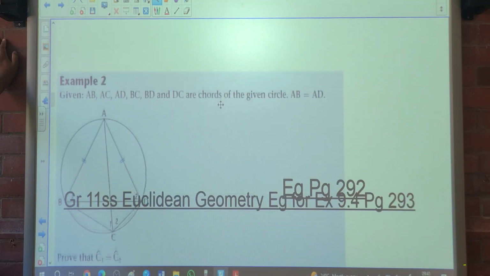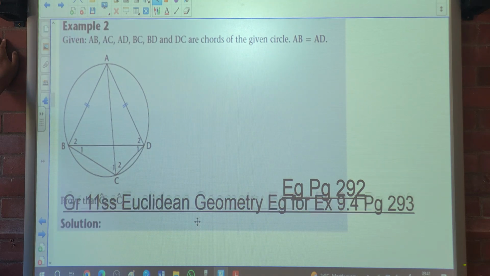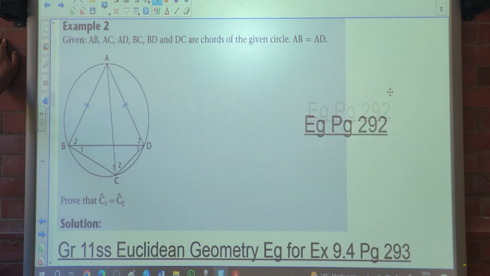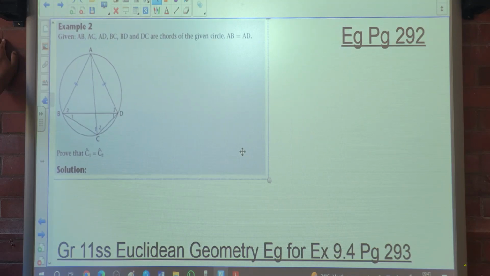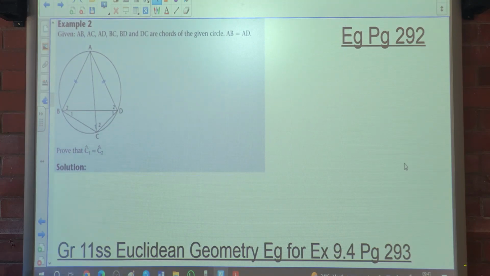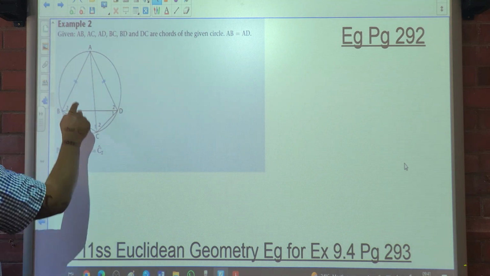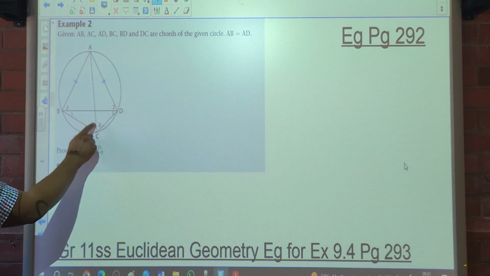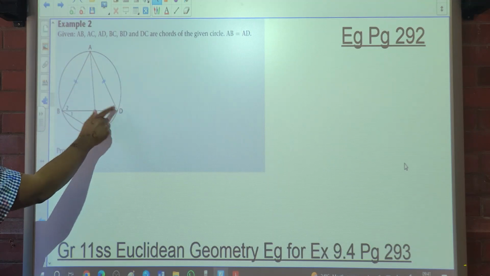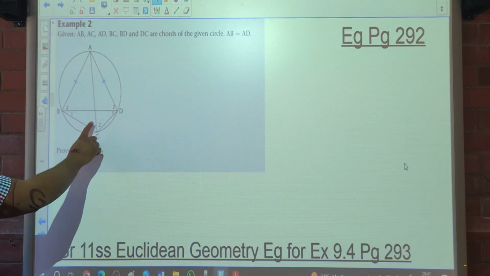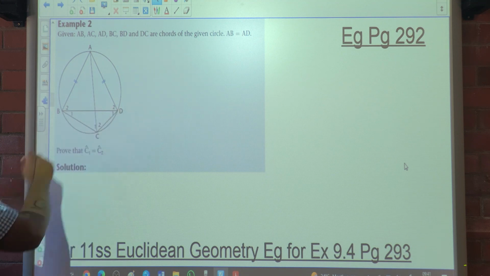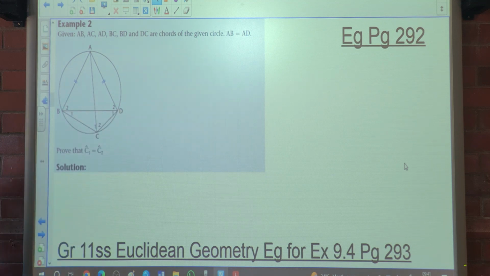Example 2. Example 2 is on page? Same page? Yes. Okay. Given AB, AC, AD, BC, BD, and DC are chords of the given circle. Then we are told that AB is equal to AD.